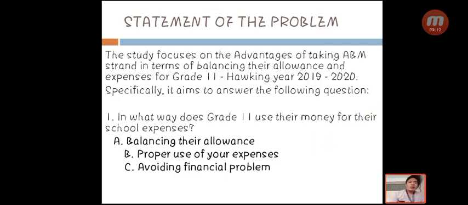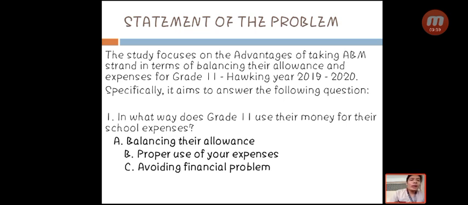And then, for example, of the statement of the problem, the study focuses on advantages of taking ABM strand in terms of balancing the allowance expenses for grade 11 for school year 2019-2020. So, as you can see, there is a thesis title at first part, then sunod na, specifically, it aims to answer the following questions. So, papasok na dito yung 5 questions.